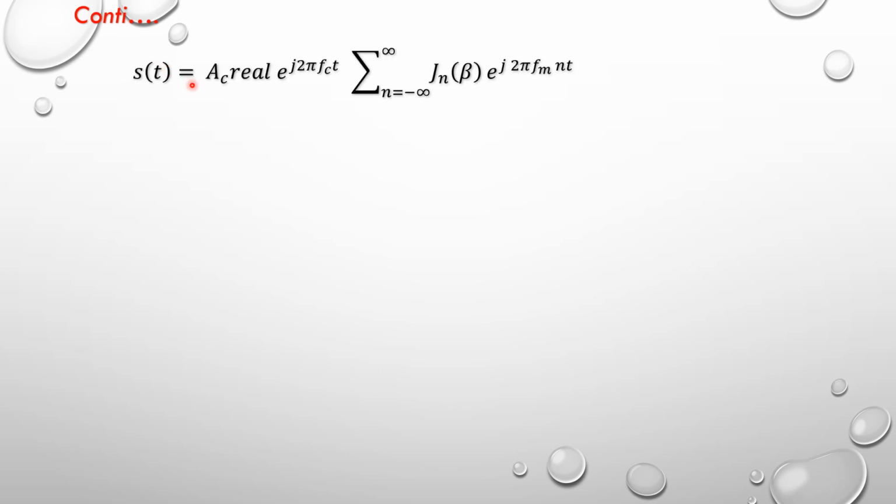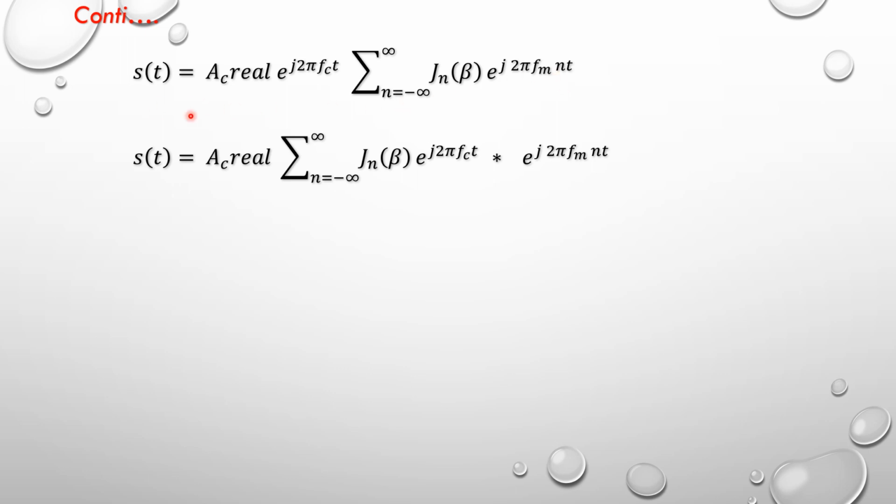S of t is equal to Ac real, e to the power j 2 pi fc t, into the summation from n equals minus infinity to infinity of Jn of beta into e to the power j 2 pi fm n t. Just rearrange the equation. S of t is equal to Ac real summation from n equals minus infinity to infinity of Jn of beta, e to the power j 2 pi fc t into e to the power j 2 pi fm n t.